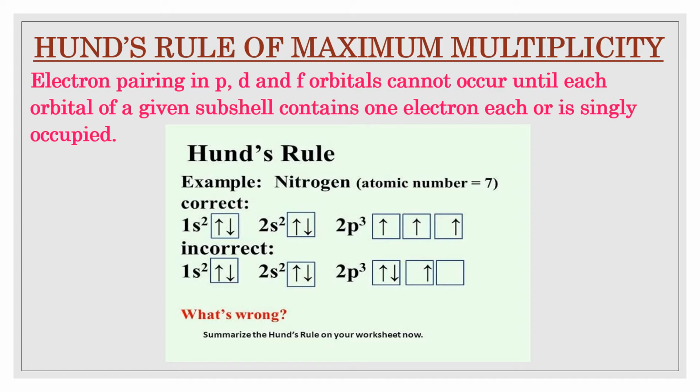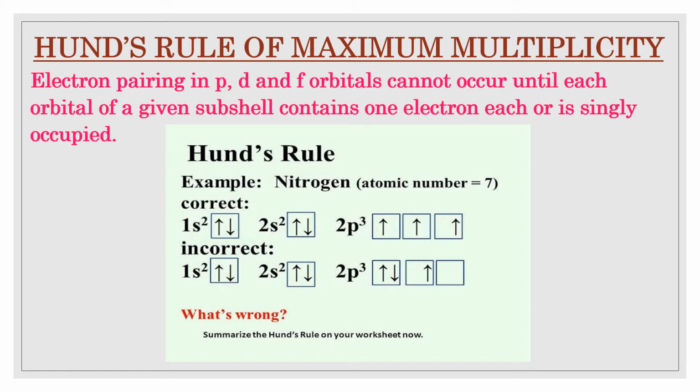Why is the one below incorrect? Because pairing of electrons has been shown in the 2px orbital, and it has been paired without putting the third electron in the 2pz orbital, which is also not according to Hund's rule of maximum multiplicity. So that's why this example properly illustrates Hund's rule.